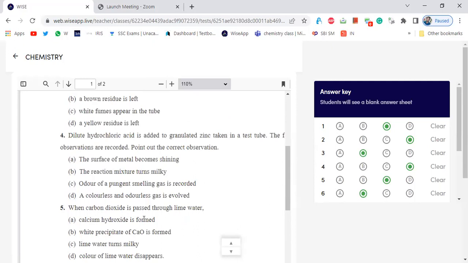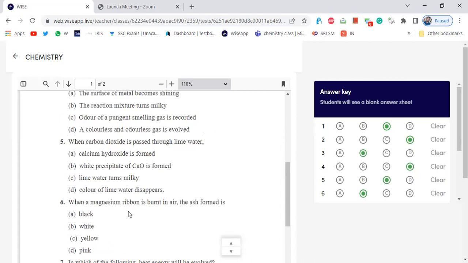Dilute hydrochloric acid is added to the granulated zinc taken in the test tube. The following observations are recorded. Point out the correct observation. The surface of the metal becomes shining. The reaction mixture turns milky. Odor of a pungent smelling gas is recorded. A colorless and odorless gas is evolved. Option D, sir. Hydrogen gas is evolved. Option D. Hydrogen gas will be evolved.